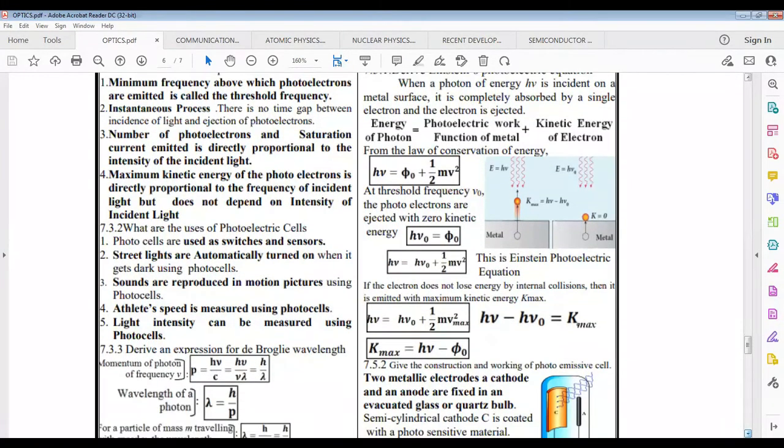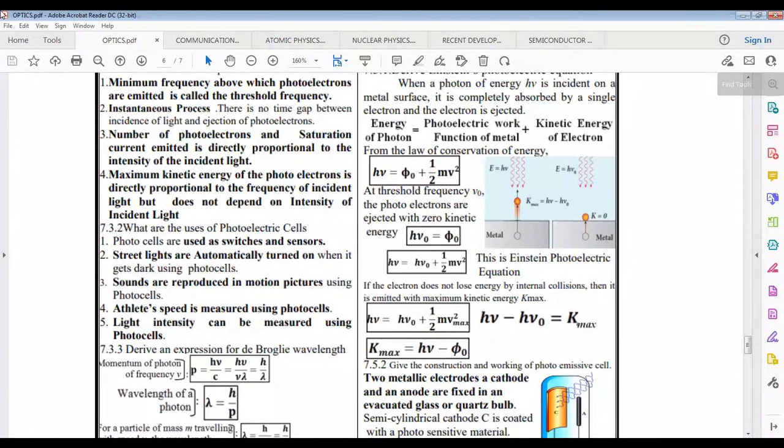Then derive the expression for de Broglie wavelength. There are 2 questions. Don't confuse the 2 questions. One is de Broglie wavelength and another one is de Broglie wavelength of electron. This de Broglie wavelength is related to momentum.